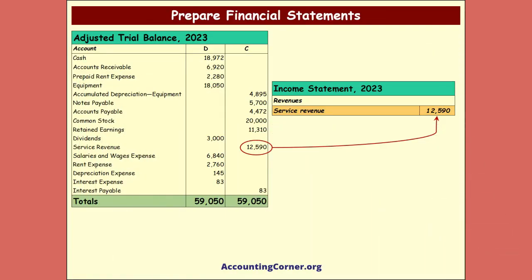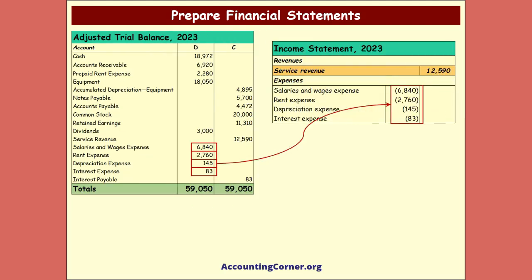Our first financial statement to prepare is the income statement. This document summarizes revenues and expenses over a particular period. It highlights whether the business made a profit or incurred a loss. The income statement starts with revenue, which is taken from the adjusted trial balance.